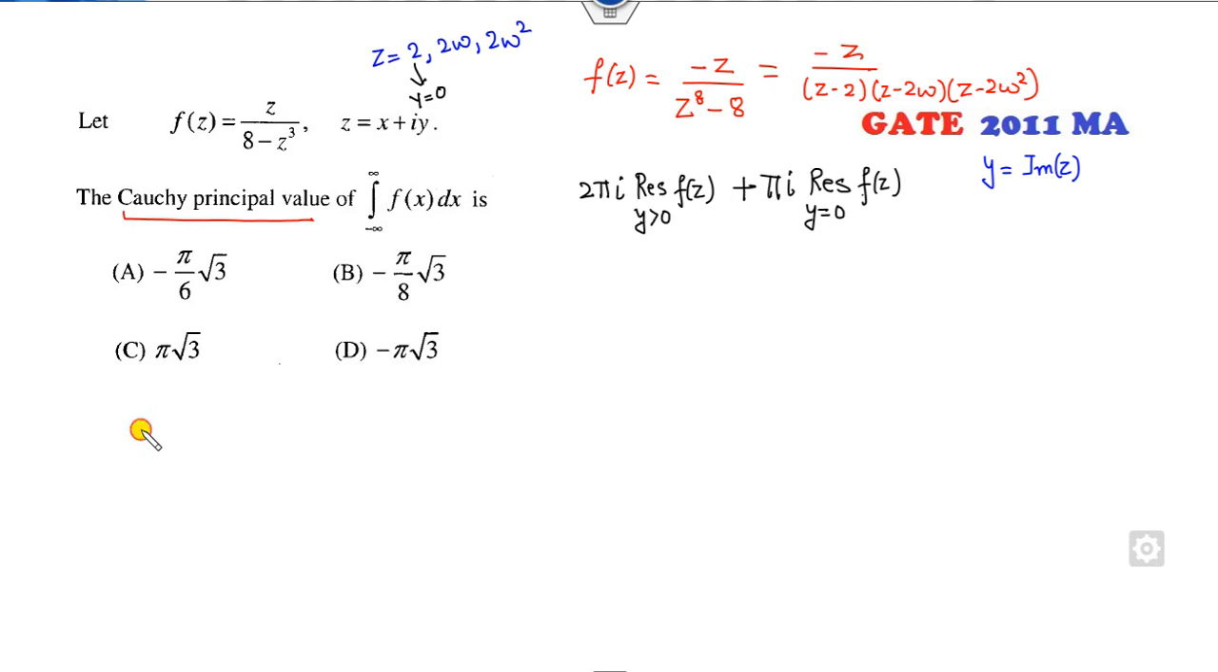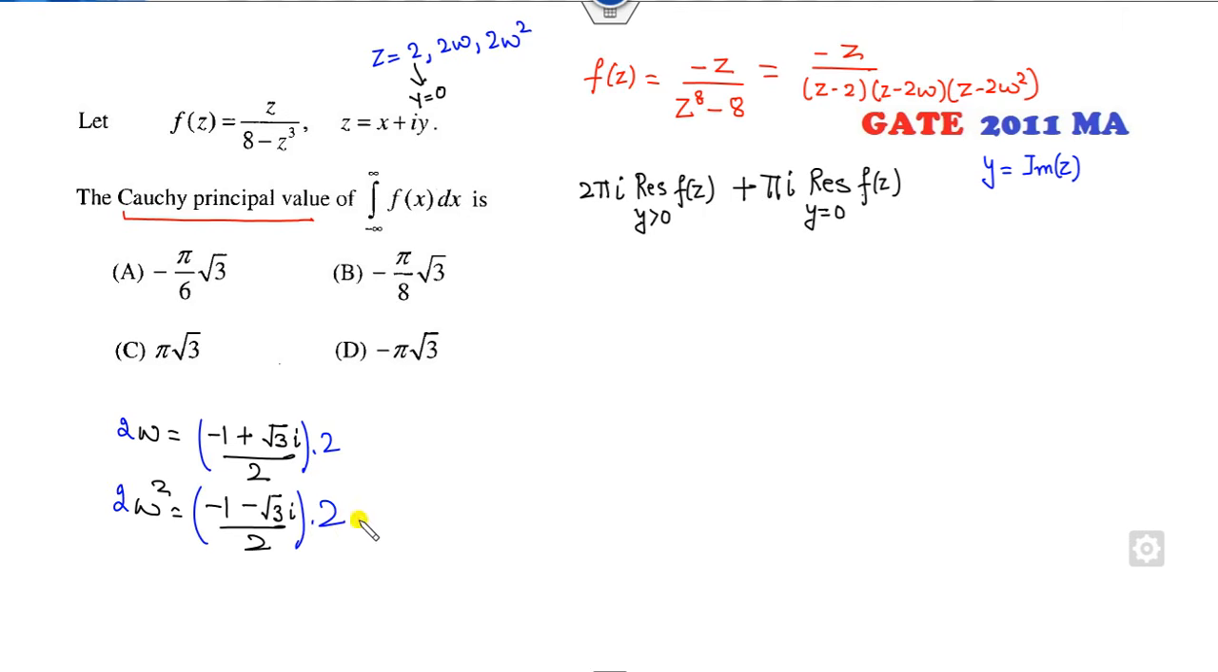What is omega? We all know omega is this, and omega square is this. So can you say for which pole the value of y is greater than 0? It's 2 omega. So what is the value of 2 omega? I can multiply by 2. 2 omega square I can multiply by 2 also. So when the value of y is positive, this is the pole. It means there is no such component for the other. So this is the value when y is greater than 0.